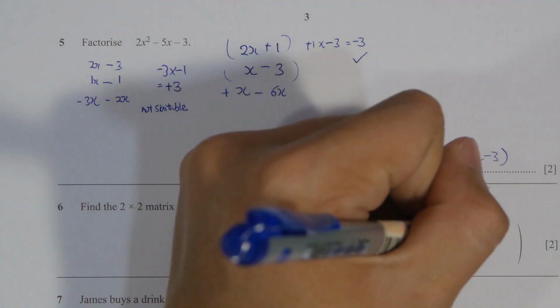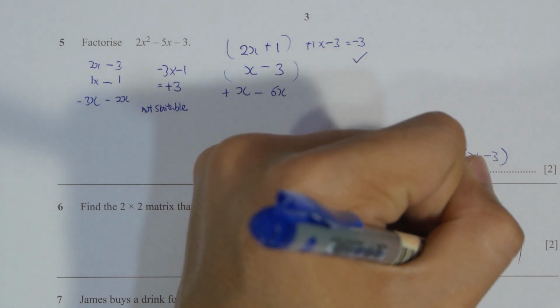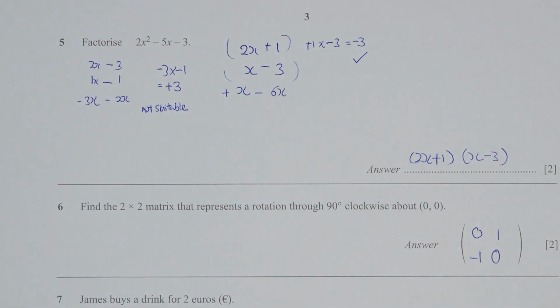Question 6, I actually memorized this, and the matrix goes by 0, 1, negative 1, 0.